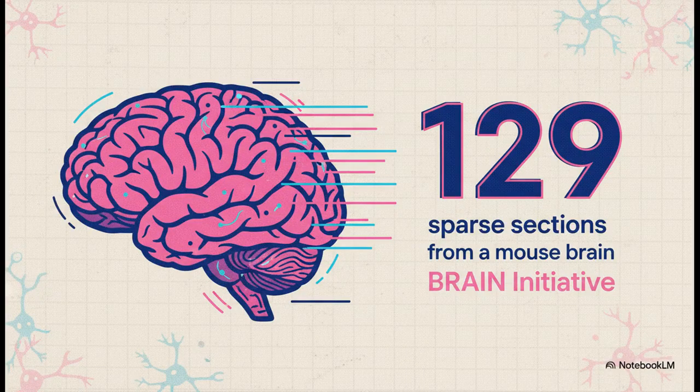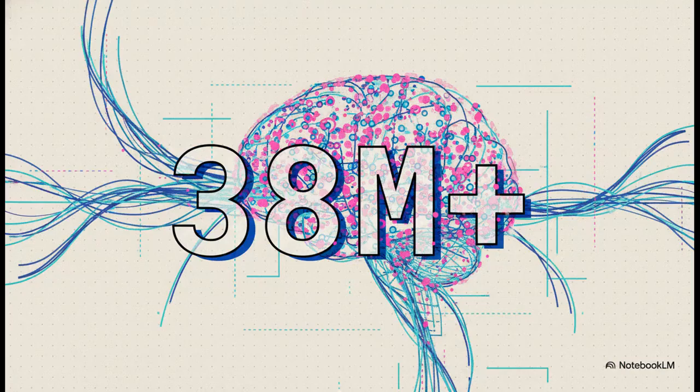So once they knew this thing worked, the researchers decided to go big. They took this massive dataset from the Brain Initiative, 129 sparsely sampled sections from a mouse brain. And by generating 9 virtual slices for every real one, they built a single, seamless, high-fidelity 3D mouse brain atlas with over 38 million cells. To put that in perspective, the paper says a feat like this is just not feasible experimentally.